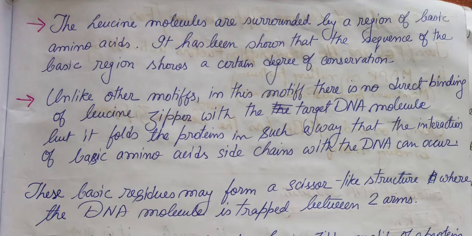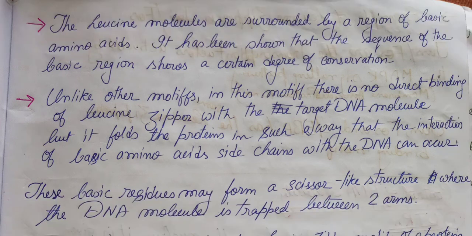The leucine molecules are surrounded by a region of basic amino acids. It has been shown that the sequence of the basic region shows a certain degree of conservation. So these leucine molecules are surrounded by a region of basic amino acids, the positively charged amino acids, and the sequence of this basic region has a certain degree of conservation among the species.